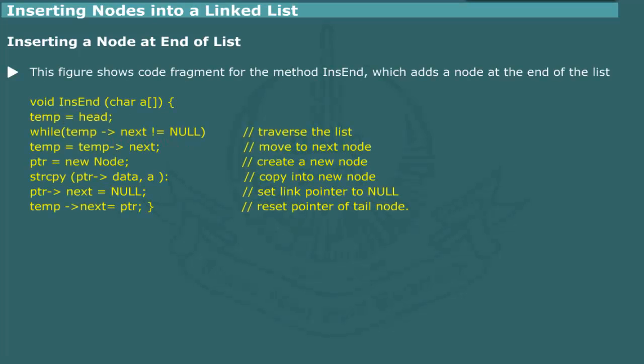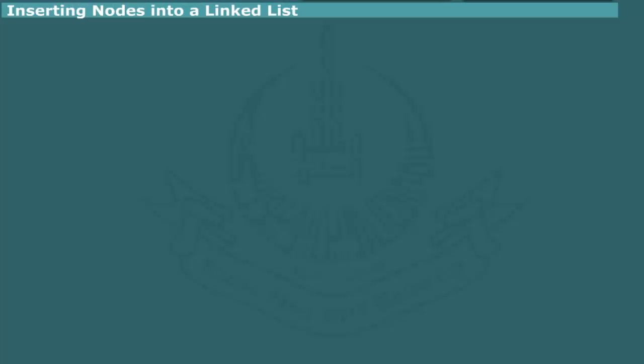The next figure shows the code fragment for the method insertEnd, which implements the procedure for inserting a tail node. It performs these steps. First of all, traverse the list. Then, create a new node. Then, copy data into the new node. Set the linked pointer to null. Finally, set the pointer of the tail node.